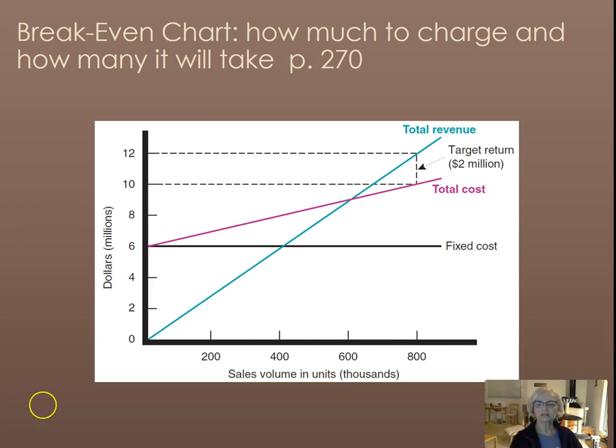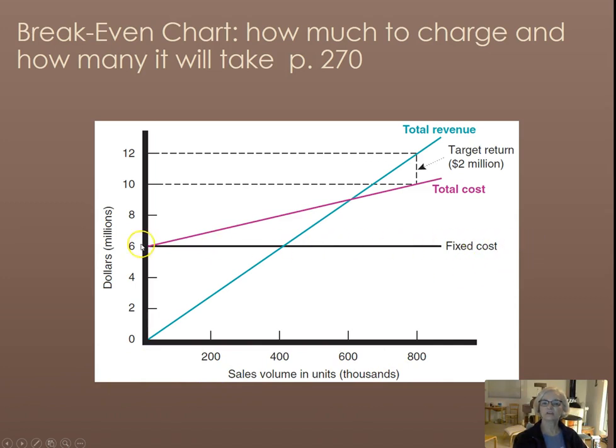We're going to spend a little time on this, even though we're not going to use this in our projects. However, it is very important to understand this for future economics classes. So on the one side here we have the dollars, and here we have the units, meaning how many pairs of sneakers we make.